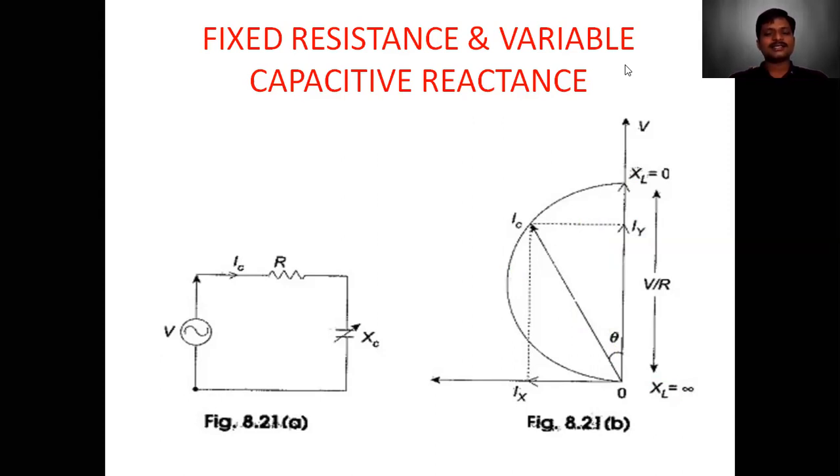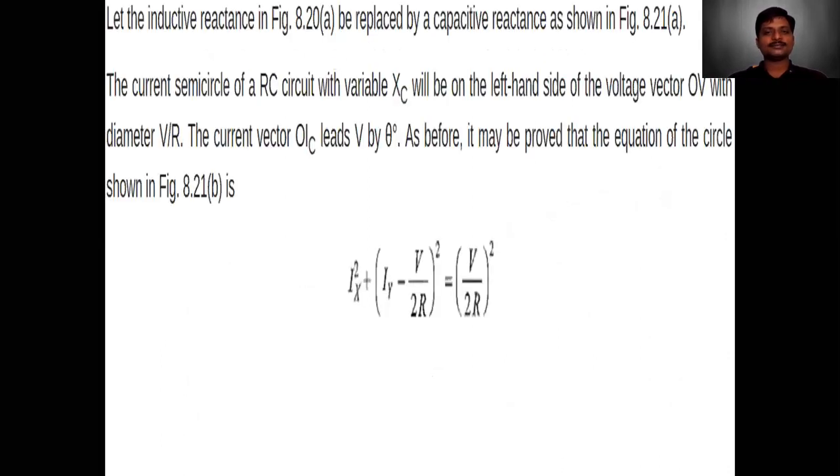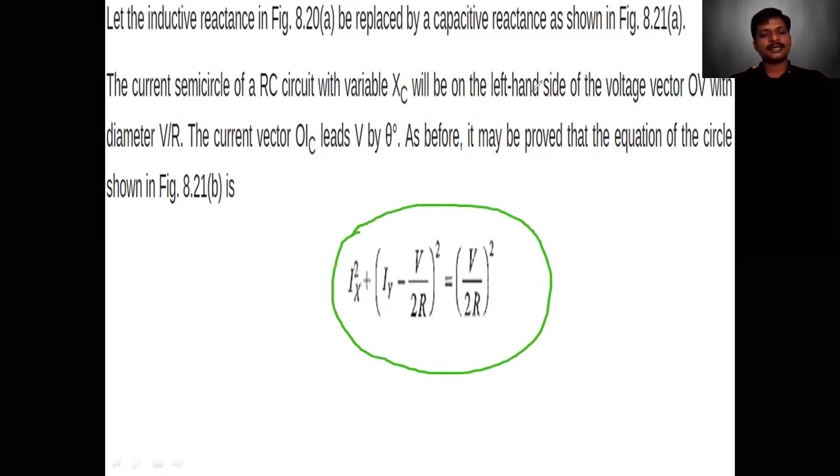Okay. So here, if you understand the first case in a better manner, then you can understand all the concepts. So with this, we have completed this. This will be the equation of a circle when you follow the same method as we did for the RL series circuit. Then this will be the equation for the semicircle when the resistance is fixed and capacitive reactance is variable. Okay, so this is how you can understand the locus diagram.